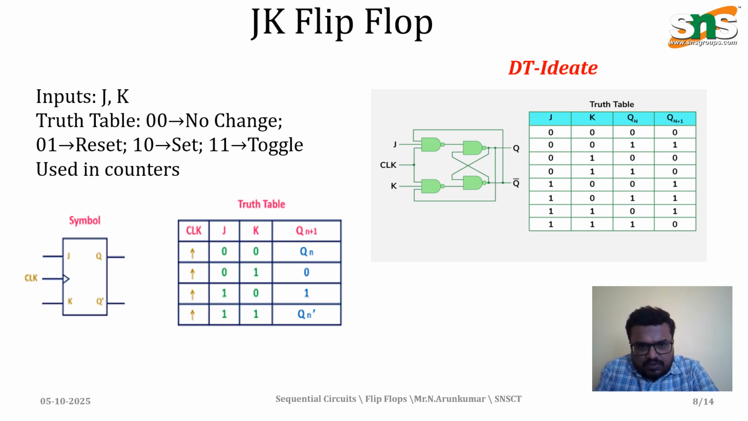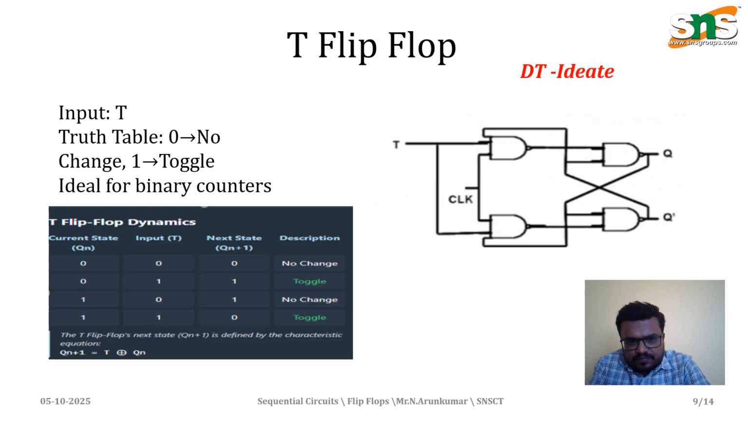Let us consider this one. 11 is Qn bar. Then 0 and 1 are applied for Qn. 11 is nothing but Qn bar. Here Qn is 0, so automatically the opposite value 1 will come in the next state. For example, for the next state with 11 and Qn 1, Qn plus 1 is Qn bar, so 1 will be replaced as 0. Like this the table will be filled.